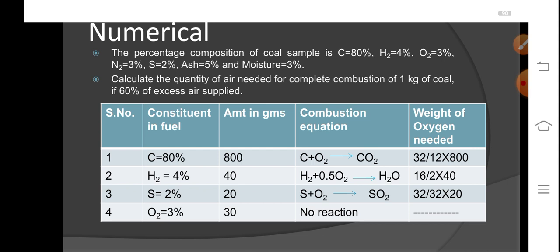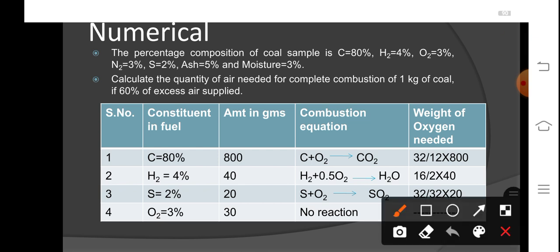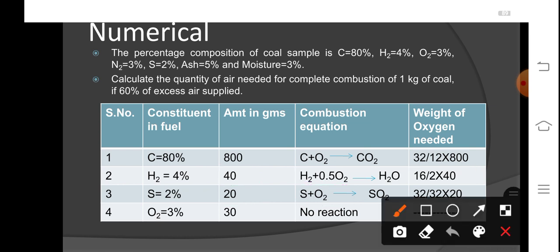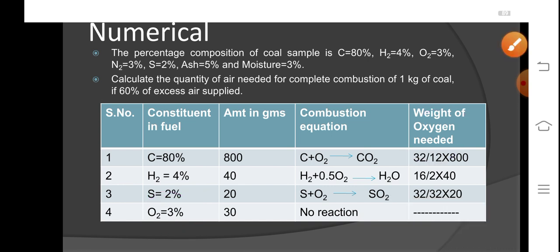Now here, the weight of oxygen required for combustion of carbon will be the molar mass of oxygen, that is 32, upon the molar mass of carbon, that is 12, into the amount of carbon given, that is 800. So this is the formula. Similarly, for hydrogen, it will be 16 upon 2 into 40. For sulfur, it is 32 upon 32 into 20. This oxygen is extra, so we have to subtract it from the weight of oxygen needed.